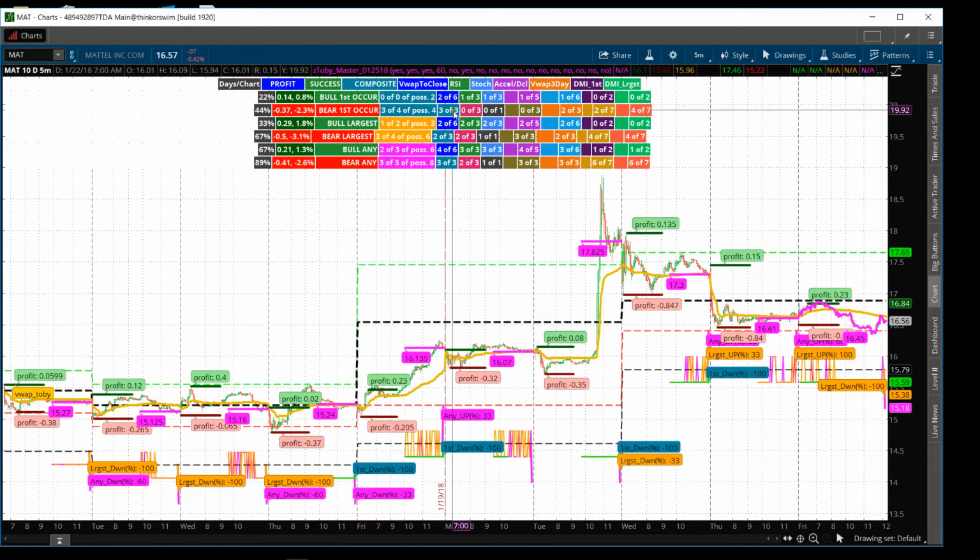Well, the VWAP to close is 3 for 3. That's awesome. And VWAP 3 day is 2 for 3. That's awesome. VMI largest is 4 for 7. That's okay. Let's go look. Let's show the VWAP 3-day and the VWAP to close indicators, and bring those guys up as voters. So VWAP to close, VWAP 3-day.